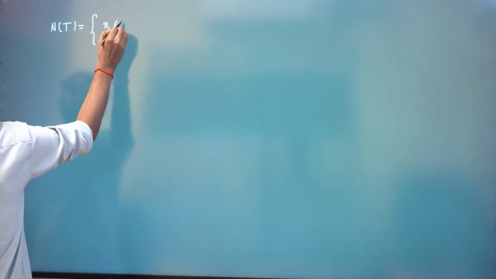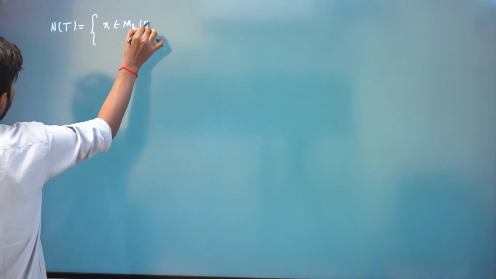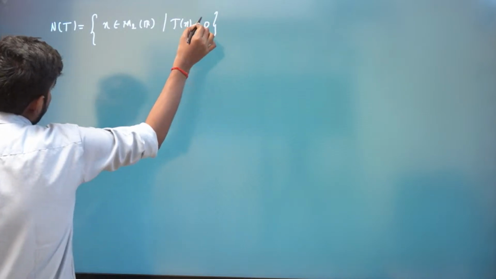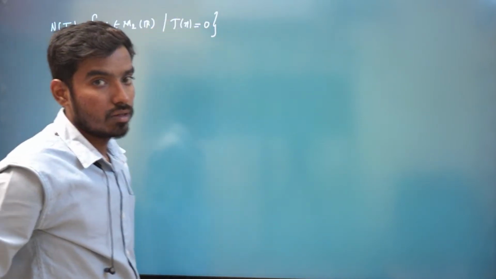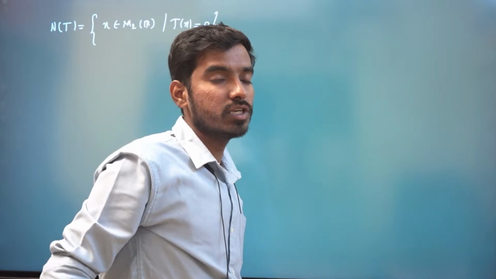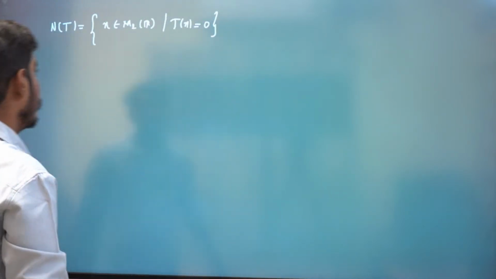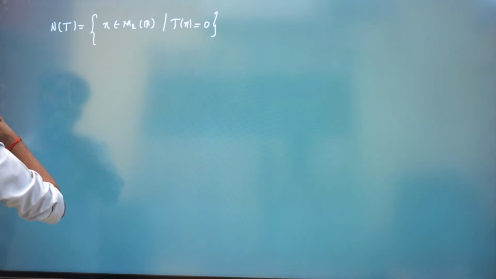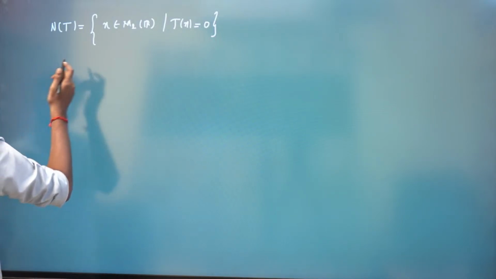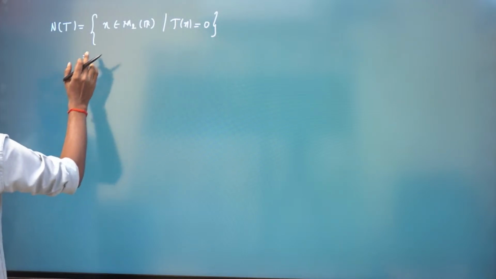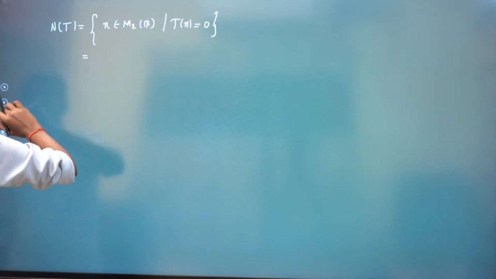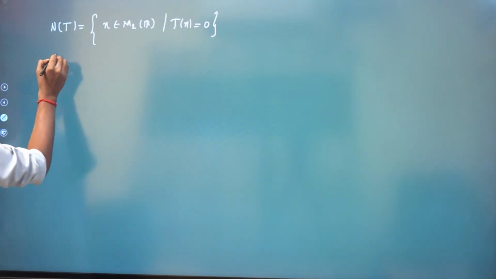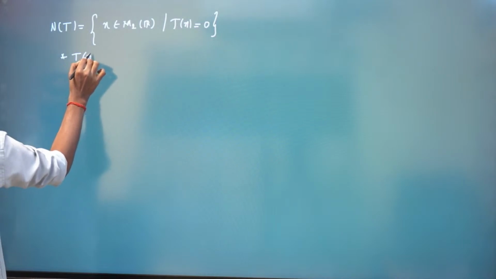So I'm finding all those x in M2 of R such that T of x is equal to 0. This 0 is the zero vector of polynomials, that is 0 plus 0x plus 0x square, right? So that means we have to find all those x such that T of x is 0, where x is an element of M2 of R.